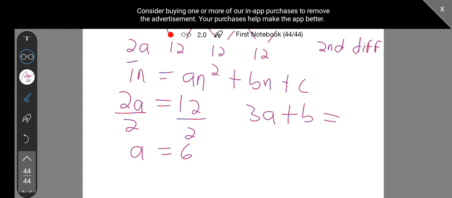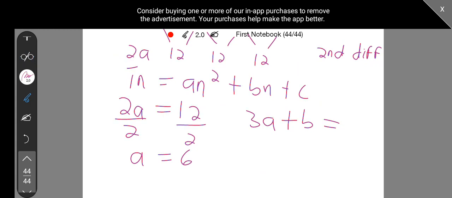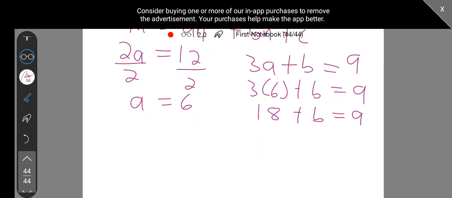3a plus b is equal to the first term of the first differences, that is 9. So 3a plus b is equal to 9. What is 3 times a? A is given as 6, plus b is equal to 9. 3 times 6, that is 18, plus b is equal to 9. We transpose the 18 to the right side, and we say that b is equal to 9 minus 18, and at the end our b is equal to minus 9.